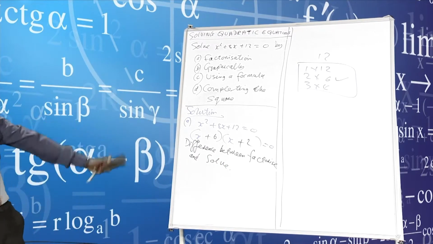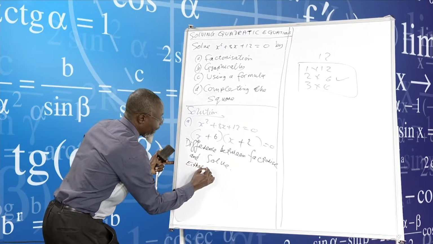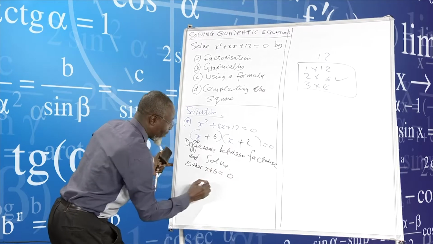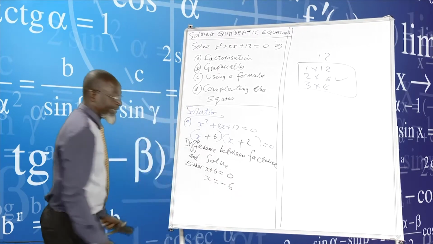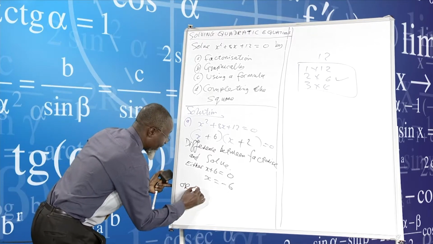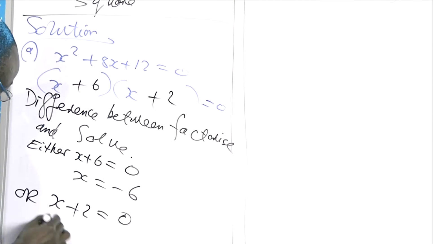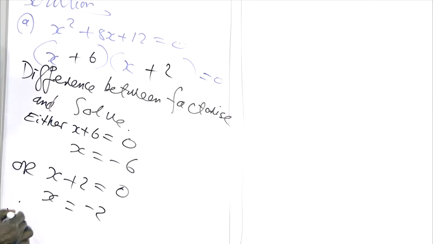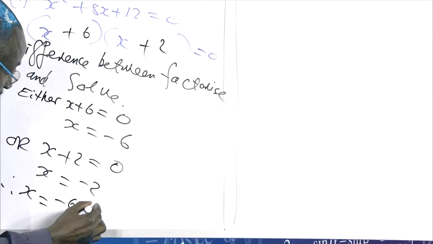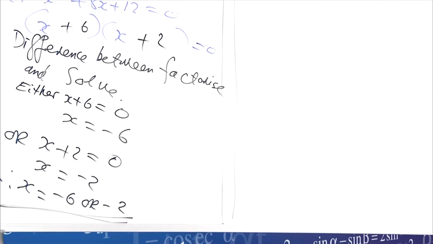It means when we get here and it says solve, we say either x plus 6 is equal to 0, which means x is now equal to minus 6. Answer. Or x plus 2 is equal to 0, which means x is equal to minus 2. So therefore, x is equal to minus 6 or minus 2. Answer. So that's how we solve my equation by factorization.